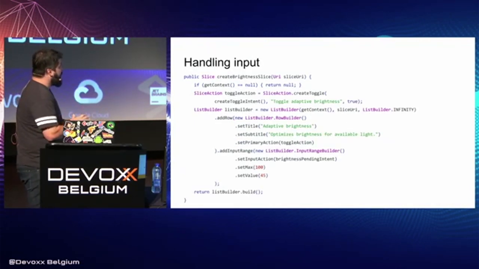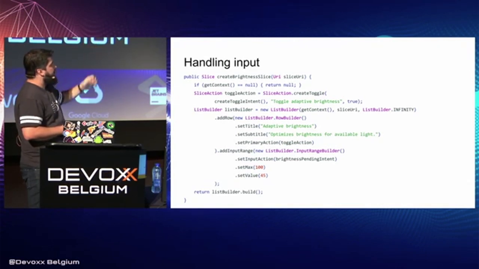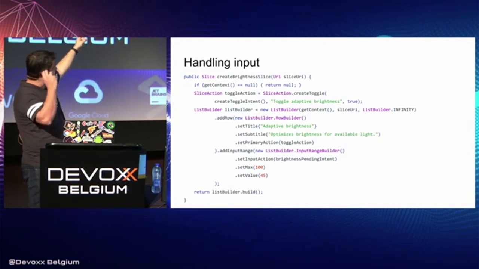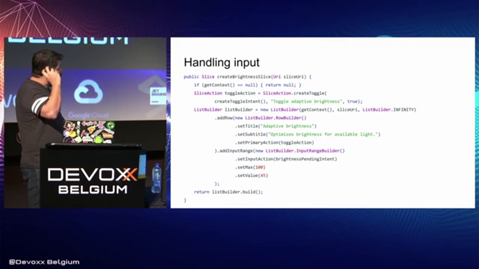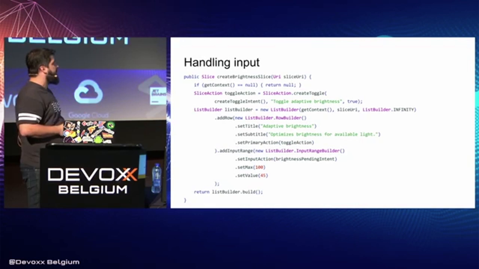And then here it's slightly more complicated, but the point here is that we are adding how you can handle the input. So the first part is again adding the row. So set title. I'm adding the subtitle, optimize brightness. And then we are adding a primary action that's a toggle action that is declared at the top, the slice action. And then we are defining the input range up to 100 and setting the value to 45. And then we create the list builder.